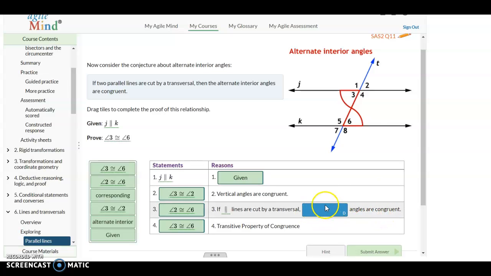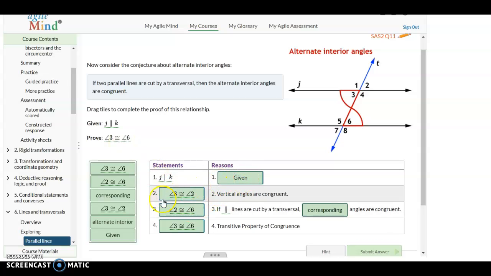But we have to know what we call those angles. So when we look up here at the picture, angles 2 and 6 are what we started talking about at the beginning of the lesson. They're on the same side of the transversal, and they're both above the parallel line. They are called corresponding angles. So we're using the corresponding angle theorem in number 3 to help us prove the alternate interior angle theorem.